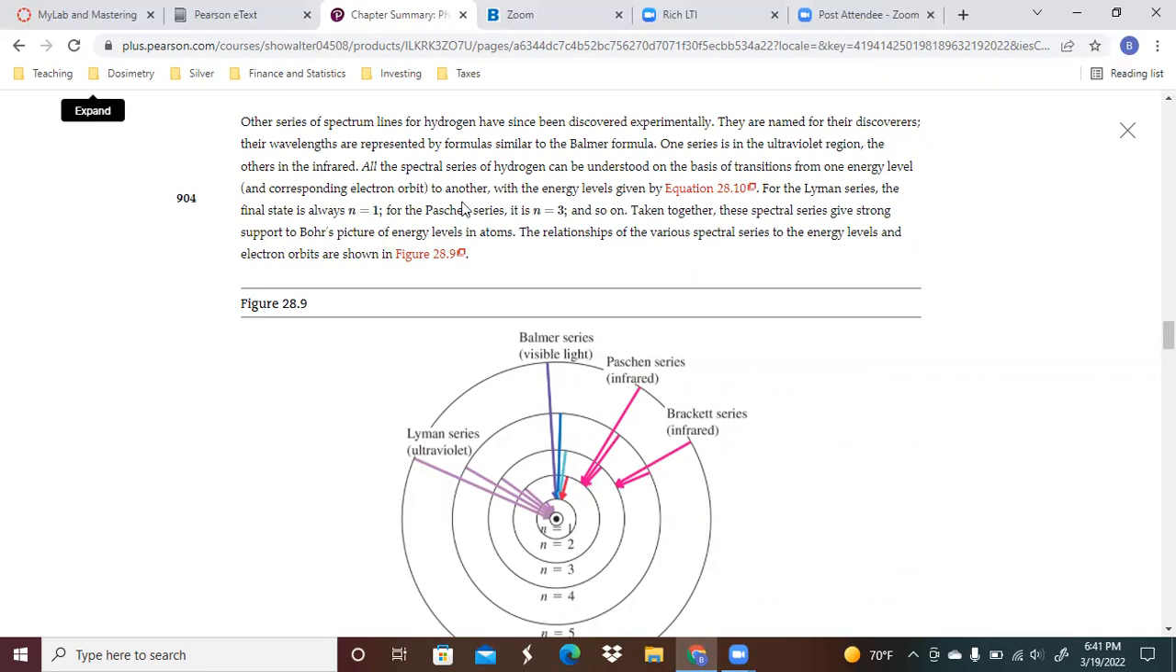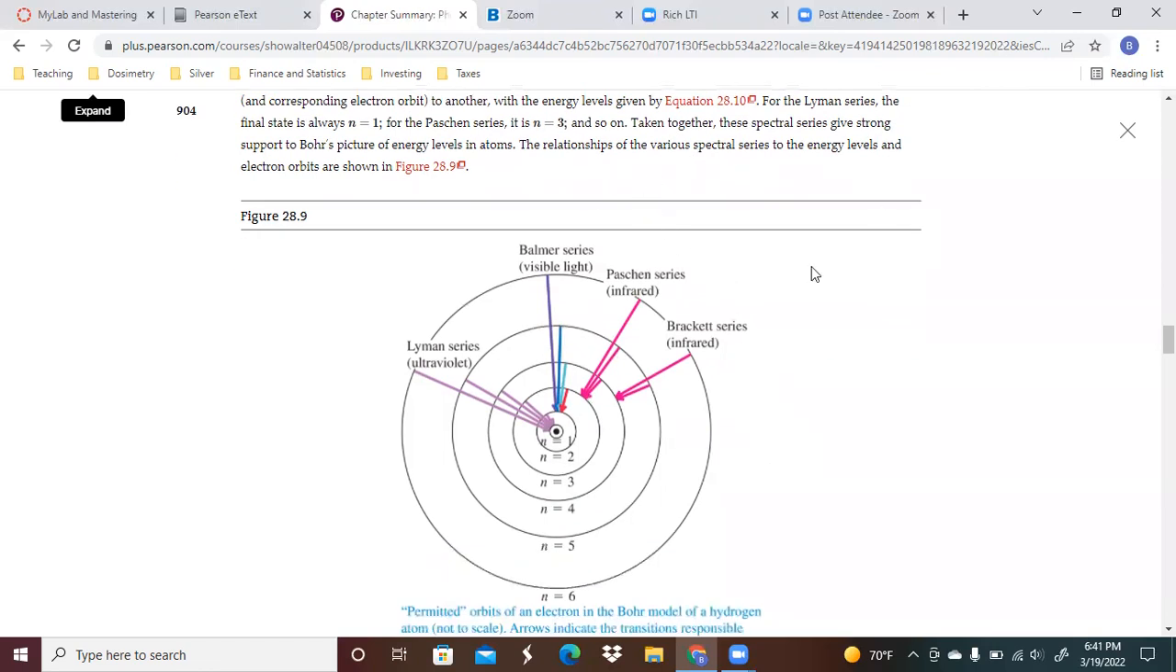So for the Lyman series, the final state is always n equal to 1. Paschen series, it's n equal to 3, and so on. Taken together, these spectral lines give strong support to Bohr's picture of energy levels in the atom. And the relationships of the various spectral series to the energy levels in electron orbits are shown here. So you can see here, Balmer series, we're talking about decays that come down here to n equal to 1.